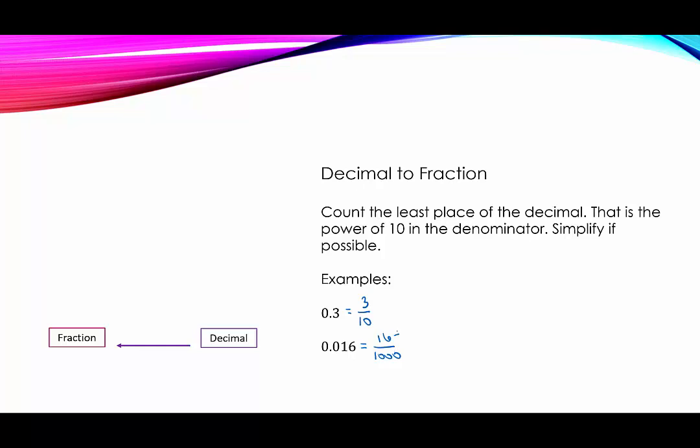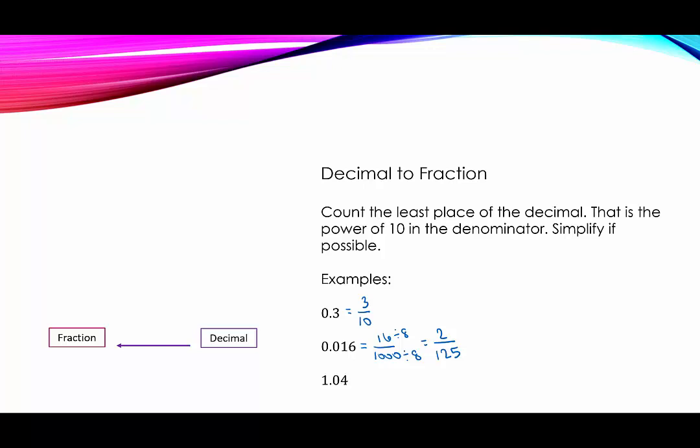I'm going to go straight to the good stuff, and I'm going to divide both by 8 just to do this in one step. 16 divided by 8 is 2, and 1,000 divided by 8 is, I think it's 125. I'm going to go with 125. So 0.016 is the same as 2 over 125.